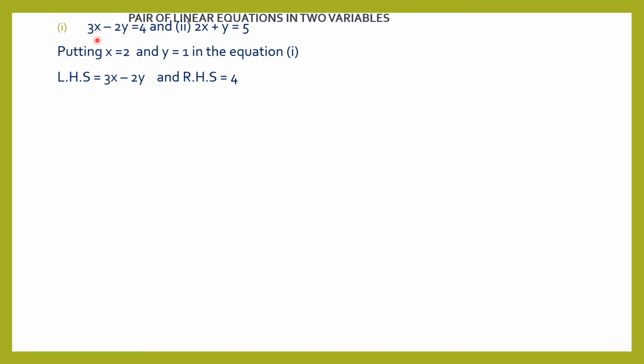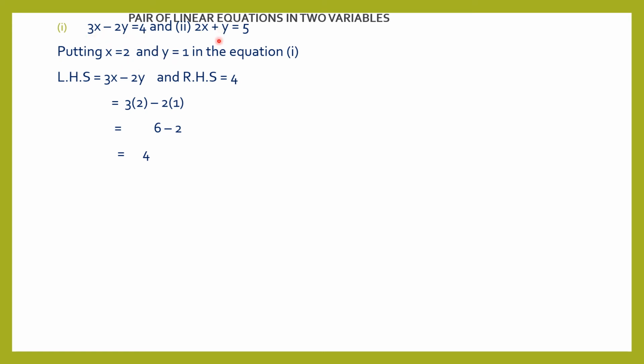Here LHS equals 3x minus 2y, RHS equals 4. Now 3 into x value 2 minus 2 into y value 1. 3 2s are 6, 2 1s are 2. 6 minus 2 is 4. So what is the value of LHS? 4. RHS value is 4. Equal or not equal? Here LHS and RHS are equal. x equals 2 and y equals 1 are solutions of 3x minus 2y equals 4.